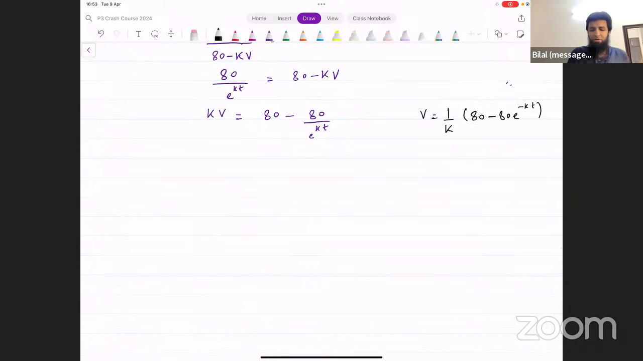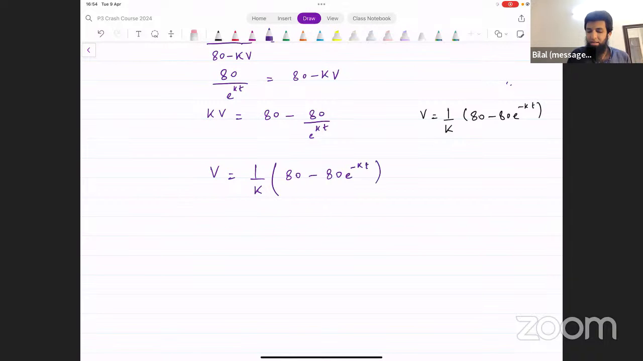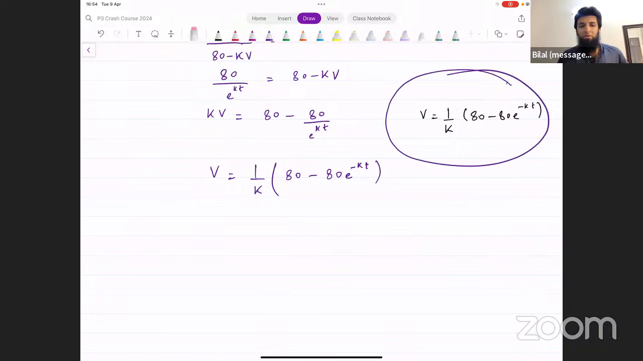So yeah, it looks like we're almost there. We can just divide by k on the other side, so it becomes 1 over k. And then this thing, what's this? It's 80 minus 80, but now you have e raised to the power kt in the denominator. If you bring that to the numerator, the power is going to become negative. So it becomes e raised to the power minus k times t. And that is what you wanted to do there. You have v as the subject, and you've proved what they wanted you to do.